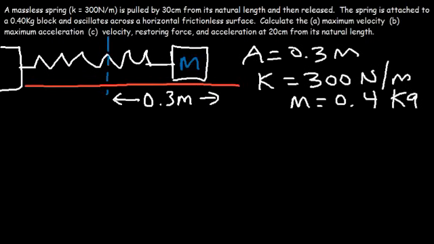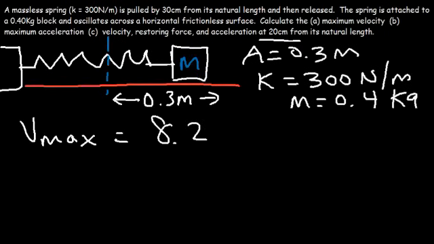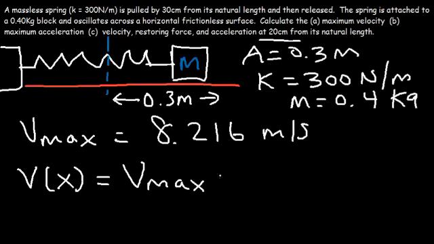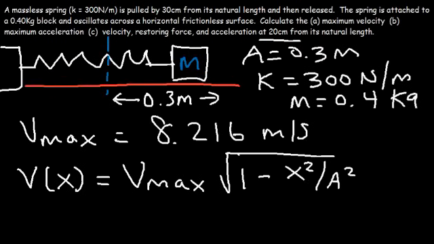Now what about part C? How can we find the velocity at a position of 20 centimeters from its natural length? So keep in mind, the maximum velocity was about 8.216. We can use this equation. The velocity as a function of x is equal to the maximum velocity times the square root of 1 minus x squared divided by A squared. That's the equation that we had earlier in this video.